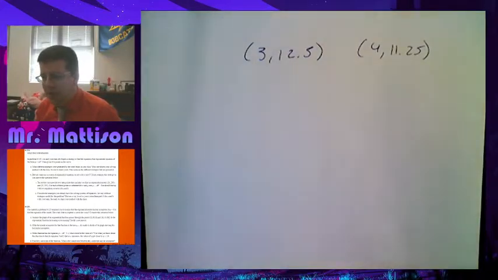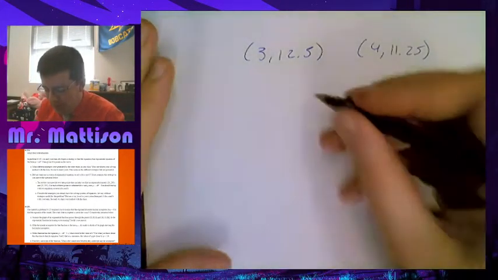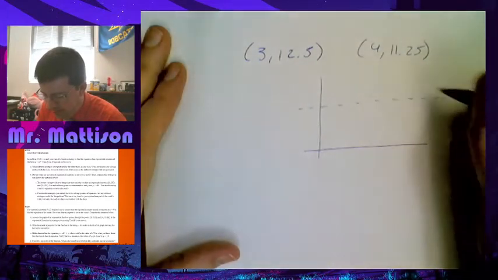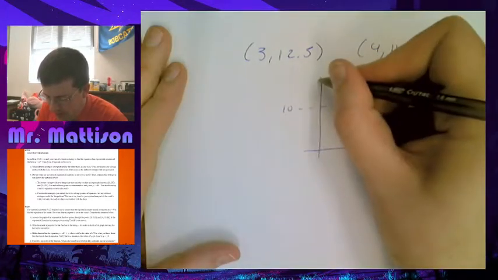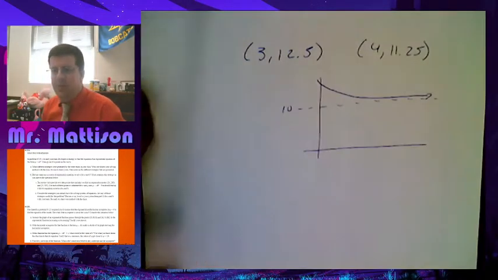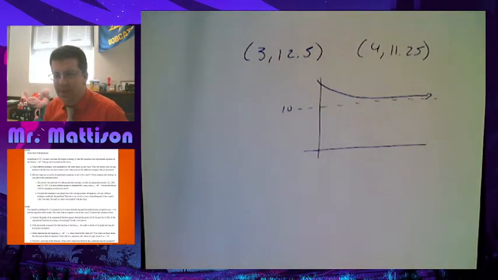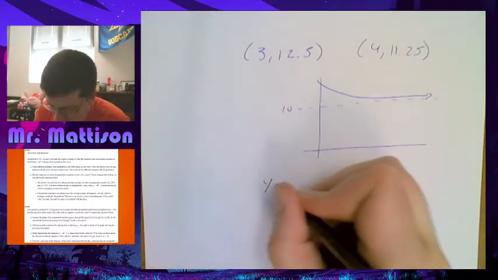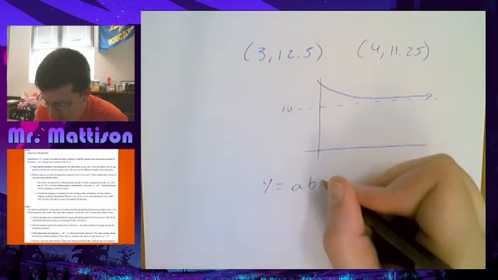Now I also know that I have a horizontal asymptote at 10. So graphically, here's my horizontal asymptote. I'm going to be doing something like that and then following it as I go further and further right. Okay, so the equation that I know is y equals a times b raised to the x.